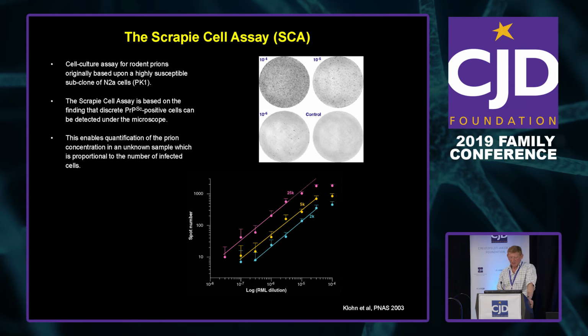We have an alternative assay for prion infectivity in London. It's called the scrapie cell assay. We've had that for several years. Don't worry about the detail here. The important points are that it's quantitative and it detects prion infectivity. It's not a surrogate. It detects infectivity.